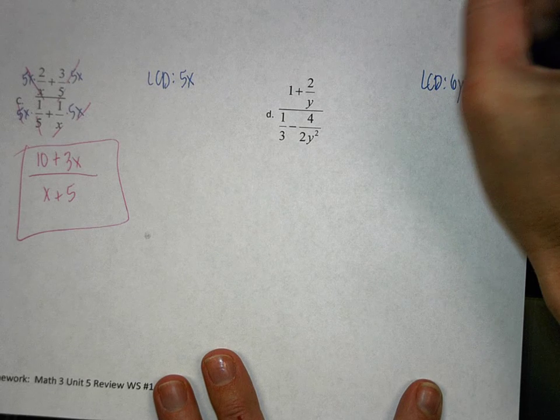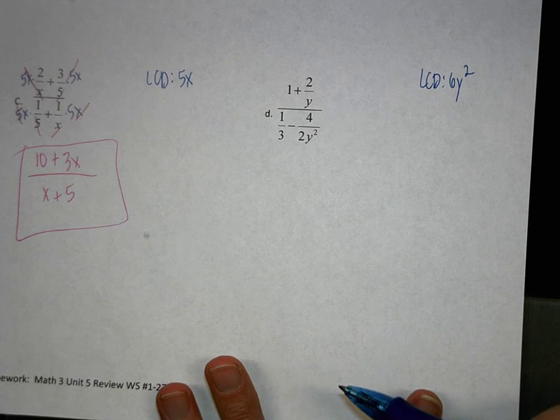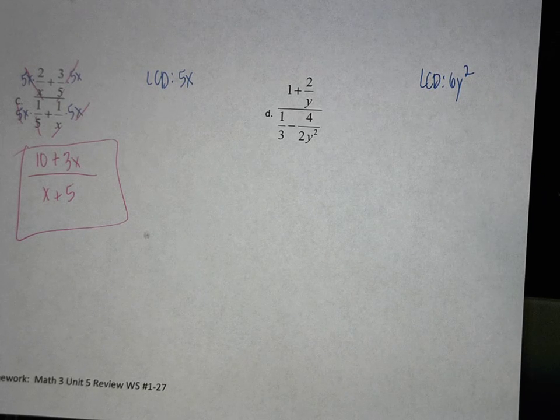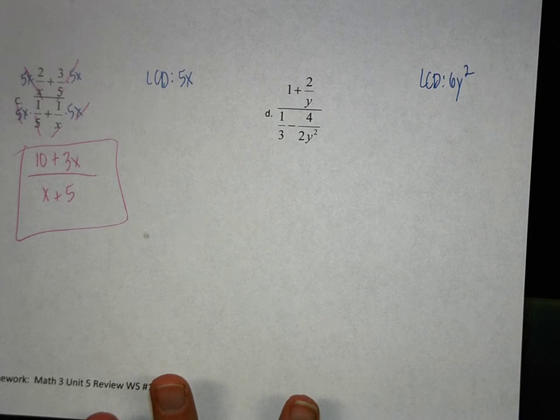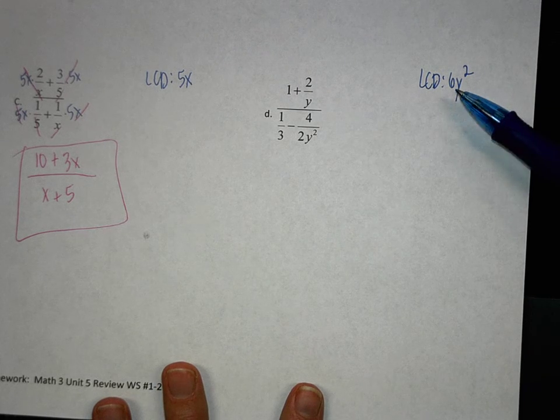Okay, so let's talk through the LCD, 6y squared, for those of you that maybe didn't get that so quickly. I always start at my denominators and I look at my numbers first. Looking at the numbers in my denominators, I have a 3 and a 2, and 3 and 2 have nothing in common, so I'm going to have to multiply them together. So that's how we get the 6.